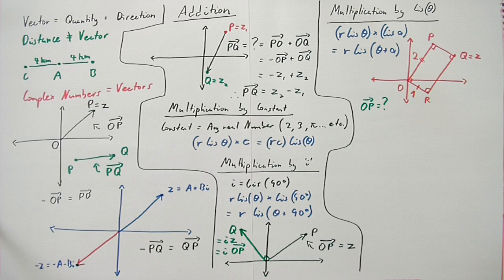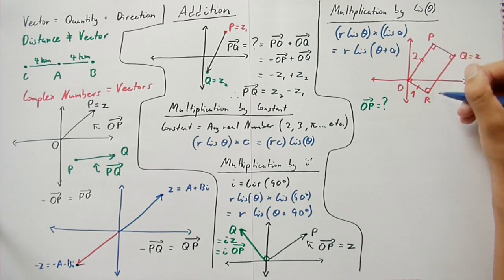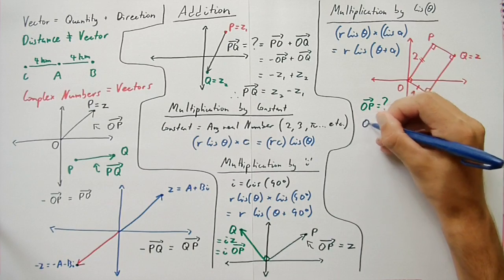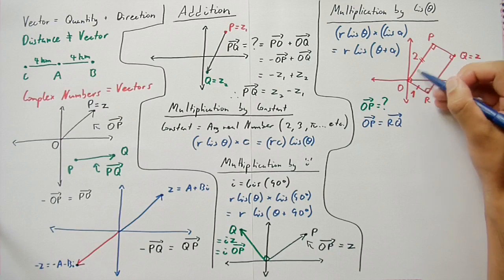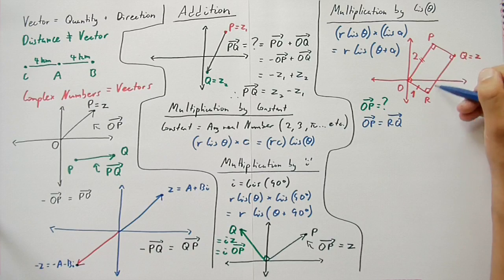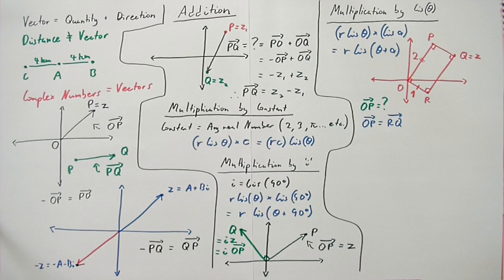Well, what do we know about OP? Well, looking at our rectangle, OP is the same as RQ, because they are parallel and they have the same length, since OPQR is a rectangle. Or in other words, they have the same direction and the same quantity. And since that is exactly what a vector is, they must be the same. So OP is equal to RQ. Right, so that's not getting us very far. But remember, the problem was to find OP in terms of Z. So maybe instead of focusing on OP, let's focus on Z instead.